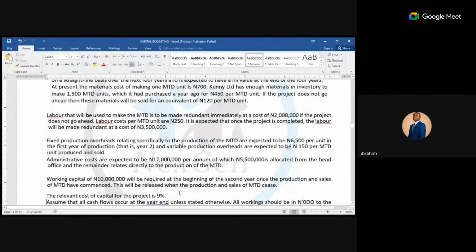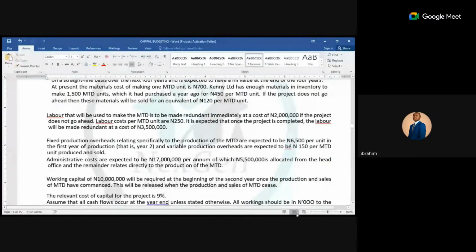Fixed production overhead relating specifically to the production of MTD are expected to be 6,500 per unit in the first year of production. In the what? In the first year of production. That is year 2. And variable production overhead are expected to be 150 naira per MTD unit produced and sold. Variable production and fixed production overhead relate specifically to the production. So it's allowed, it's relevant.